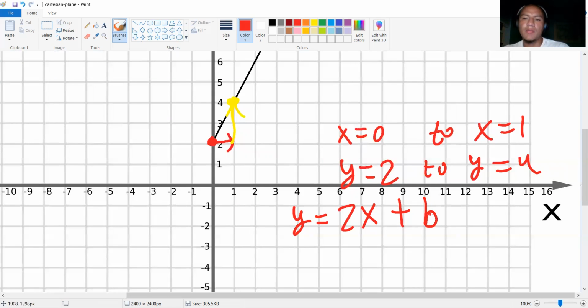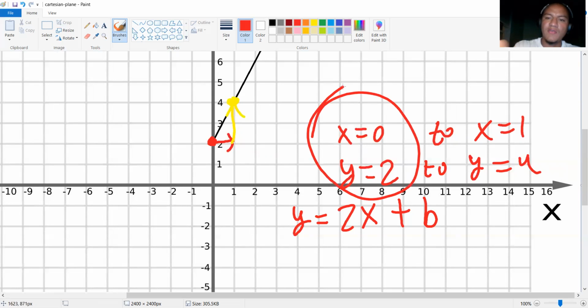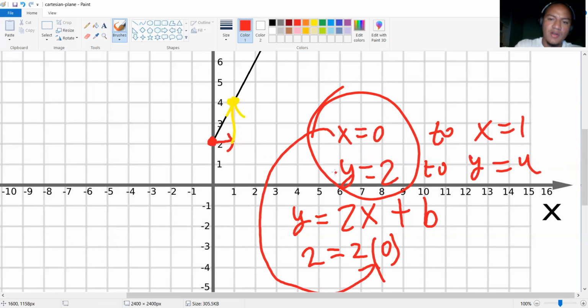Now, why some number? Well, if you plug in these coordinates right here, you get y equals 2, so I'll put 2 equals 2, and for x we plug in 0, so I just put x equals 0 right there, and I put y equals 2 right here. That's all I did.